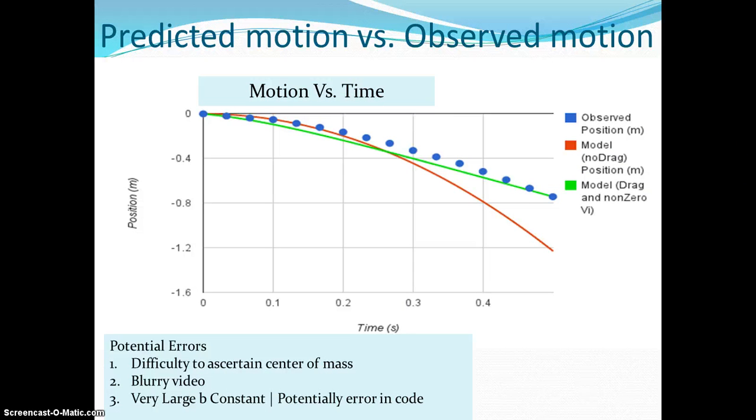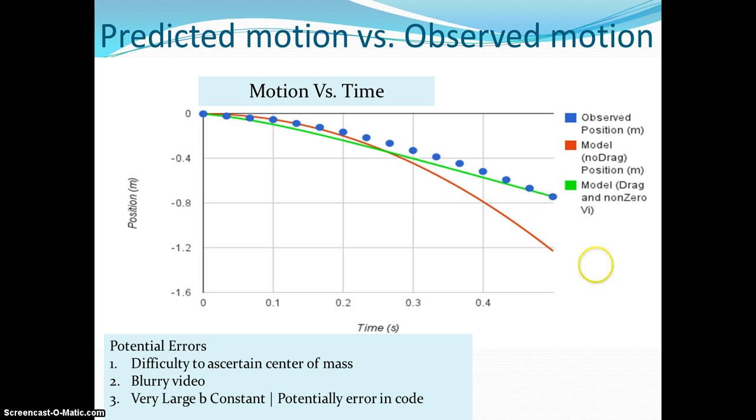So some things we see with our predicted motion versus our observed motion. Obviously our model with no drag is very, very far from where our observed position data was. So what we did there was we added in a drag force using that equation of b constant times the magnitude of velocity squared, as well as a non-zero initial velocity. These are just some tricks that we picked up when we did this lab a couple weeks ago.